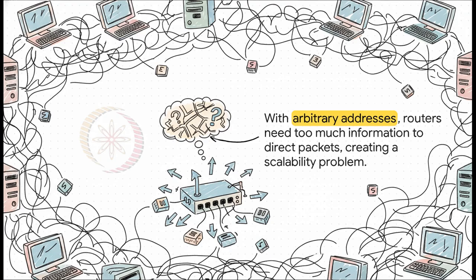And this image right here just drives that point home. It shows complete chaos. If every address is just random, a router is like a tourist dropped in the middle of a foreign city with no map. It has absolutely no clue which direction to send anything. A system like this, it just can't work for an internet as massive as ours.